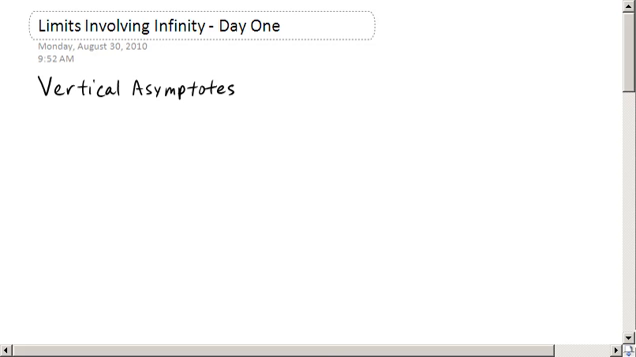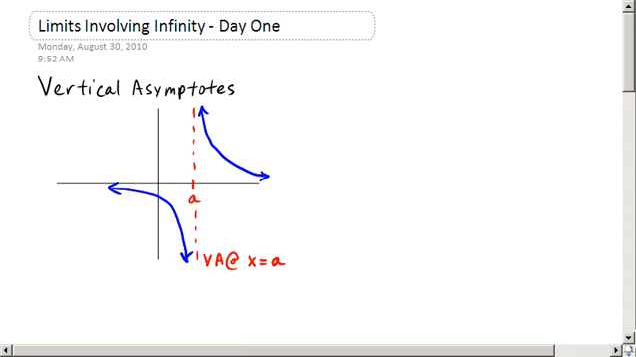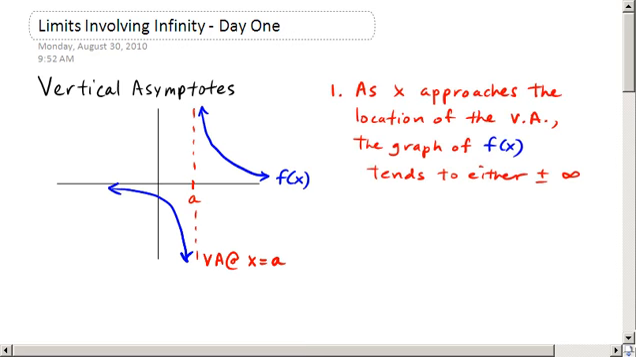Hey guys, this is the first video on limits involving infinity, and this lesson will focus on vertical asymptotes. When we encounter a function with a vertical asymptote, like this function here graphed in blue, f of x, we can assume several things. As x approaches the location of the vertical asymptote, we know that the value of the function f of x tends to either positive infinity or negative infinity.